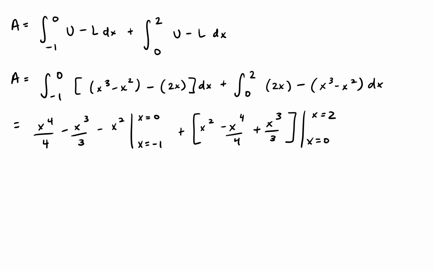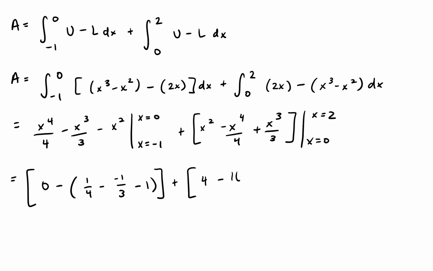Okay, let's see. So it's nice that we have some zeros in there. So this is going to end up simplifying to 0 minus 1/4 minus -1/3 minus 1, plus 2 squared, which is 4, minus 16 over 4 plus 8/3, minus, and then if we plugged in 0 for all of those, that would be minus 0. And if you go ahead and simplify all of that, you should get 37 over 12 as your final answer.